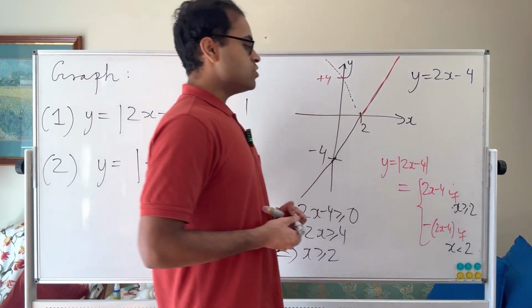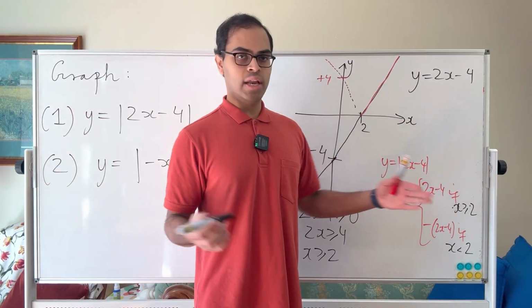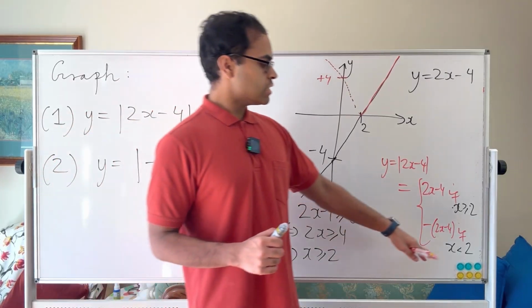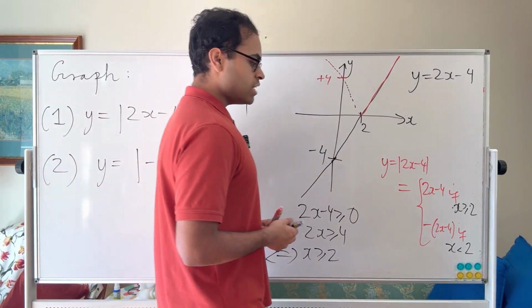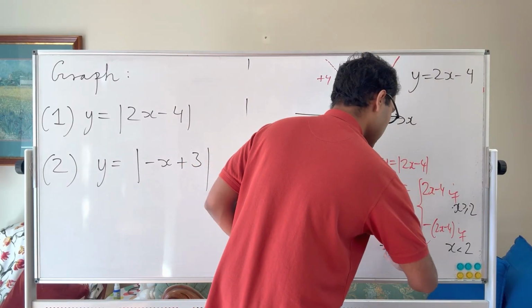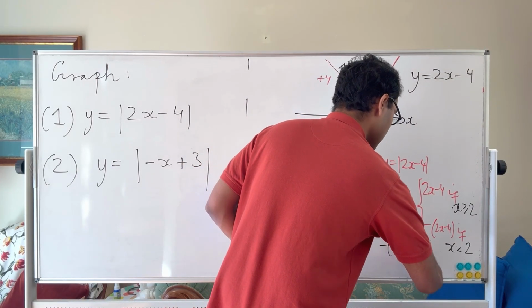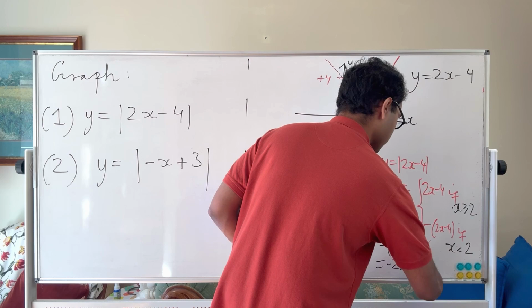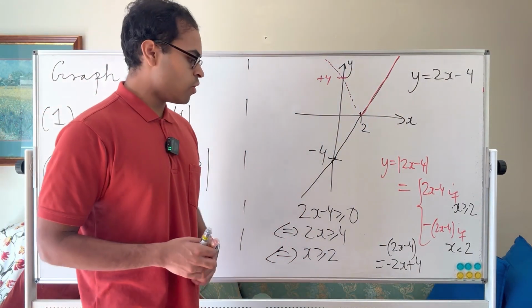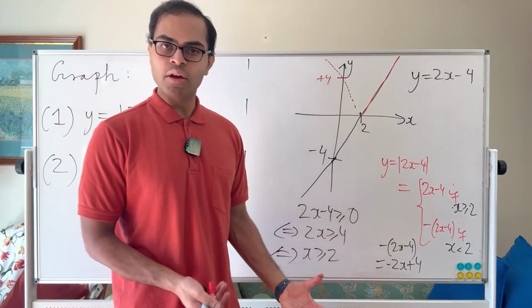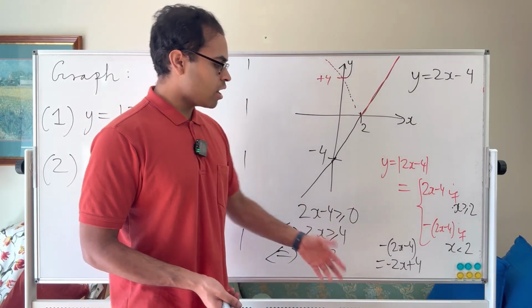And then what you can do is you can literally graph 2x minus 4 when x is at least 2. And when x is less than 2, you can graph negative (2x minus 4), which is another line, right? Negative (2x minus 4) is equal to negative 2x plus 4. So you could do the same principle. How do you graph negative 2x plus 4? Find the x-intercept, find the y-intercept, and then connect the dots.